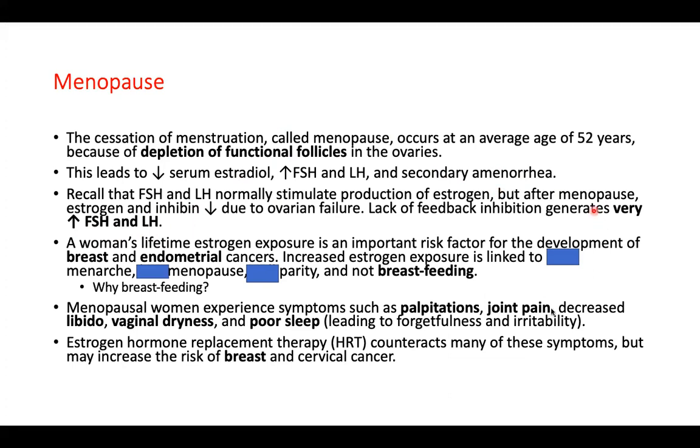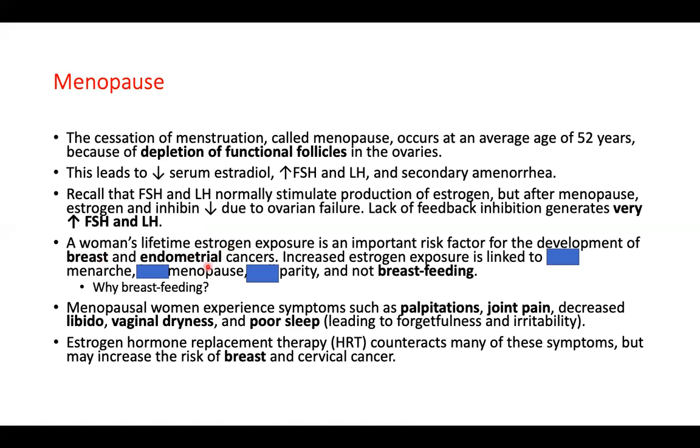Okay, here's something else they want you to know. Estrogen actually increases the risk of breast and endometrial cancer. So the more exposure to estrogen I have in my life, the more risk I have for breast and endometrial cancers. And this should make sense to you because think of what cancer is. Cancer is uncontrolled mitosis, right? And we already know estrogen stimulates breast growth. We said that like 10 times during this lecture.